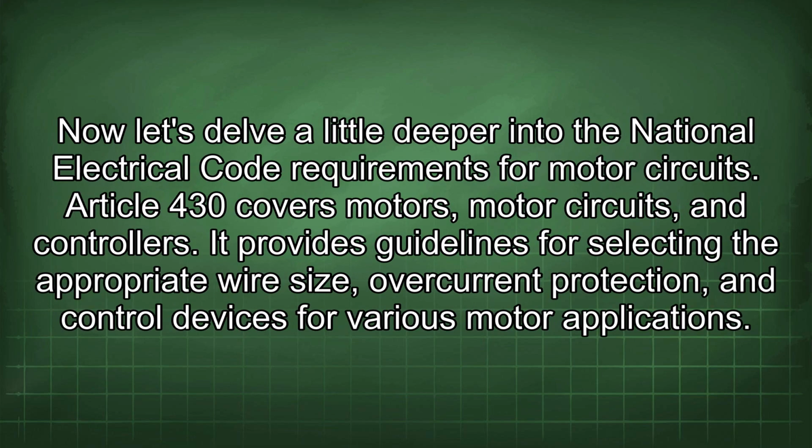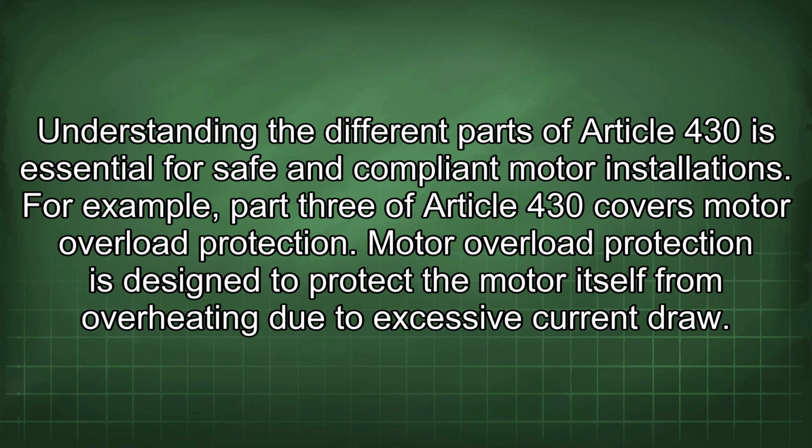Now let's delve a little deeper into the National Electrical Code requirements for motor circuits. Article 430 covers motors, motor circuits, and controllers. It provides guidelines for selecting the appropriate wire size, overcurrent protection, and control devices for various motor applications. Understanding the different parts of Article 430 is essential for safe and compliant motor installations.